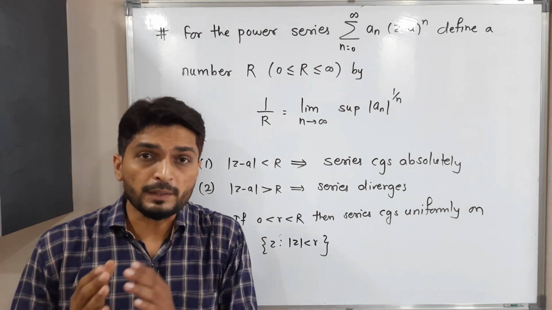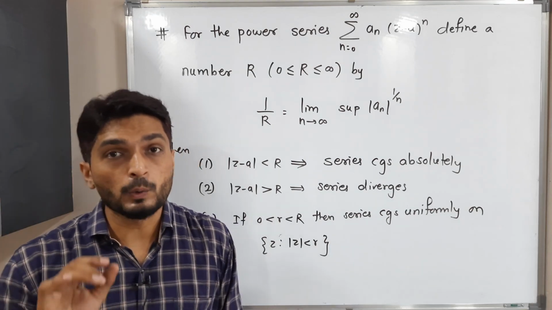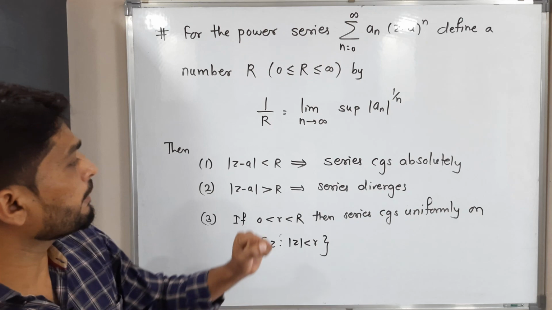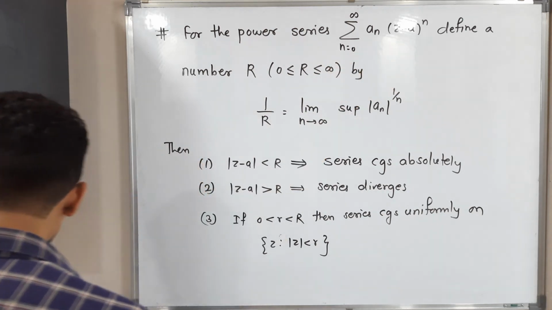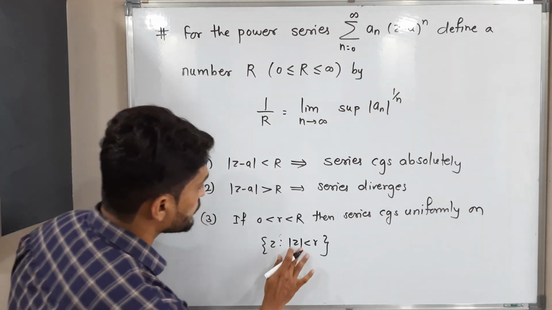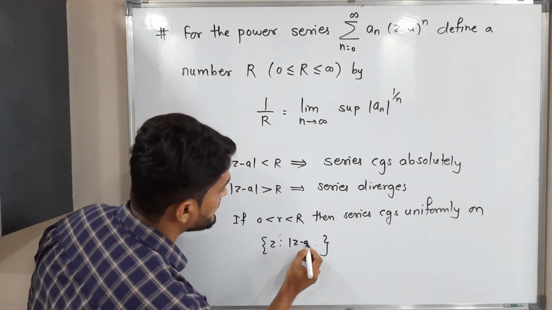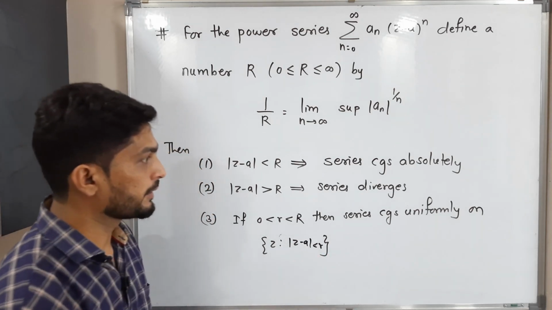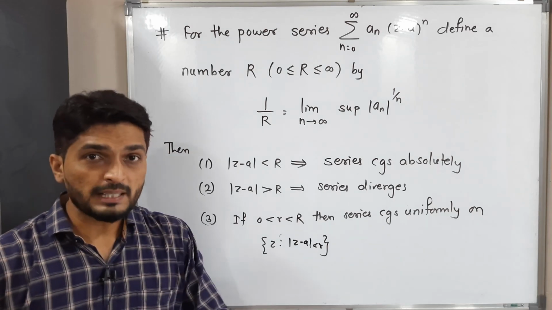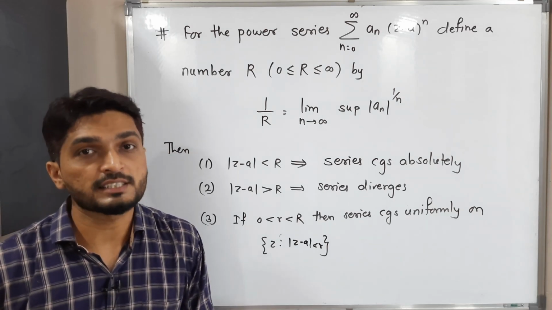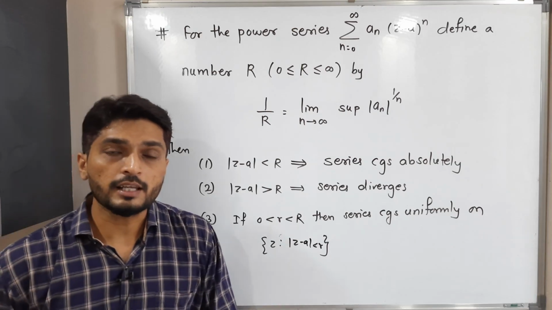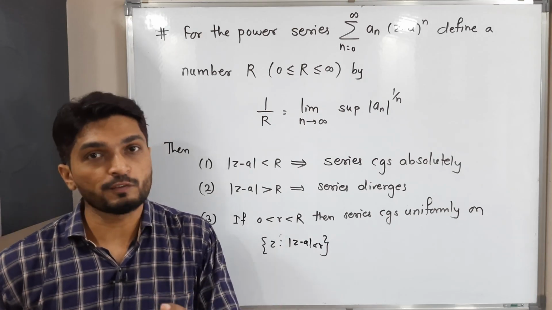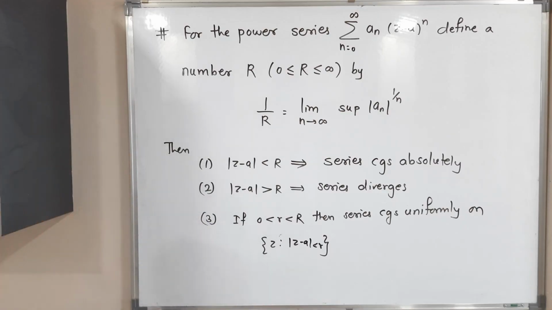Simply, for the previous theorem we had a power series about 0, but for this theorem we have a power series about a. Let me make one rectification here: I should write mod z minus a less than small r. The statement is the same; in place of z we have z minus a everywhere. So it's a generalization of the previous theorem. This theorem is very useful for solving problems, so please note it down.